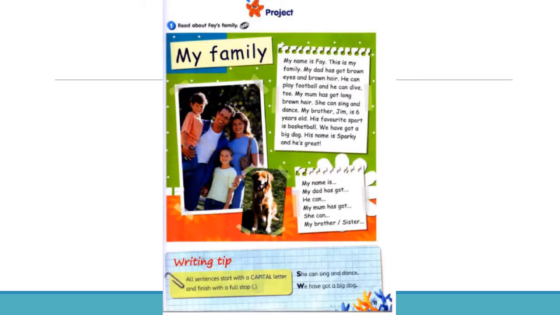In the previous lesson, I asked you to copy about Faye's family in your writing book BI3. You had learned how to describe others by using has got or have got. And you also learned how to tell others' abilities by using can and can't. So today, you are going to write at least 2 simple sentences about your family by using has got, have got, can, or can't.